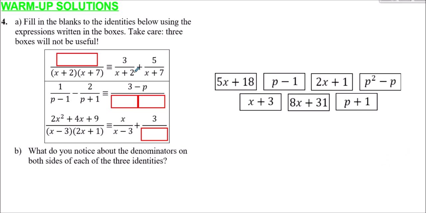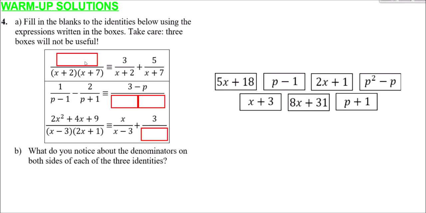So to take it one step further and to crystallize this idea, worked example 4: fill in the blanks to these identities below using the expressions written in these boxes. Take care, I do mean that. 3 boxes won't be useful. So this could be a trial and error job. I'm going to assume you've had a play around with this, going back and forth and maybe just trying different possibilities, unless you think you've nailed the pattern and know what the easier way of doing it is. But all will be revealed one way or the other.